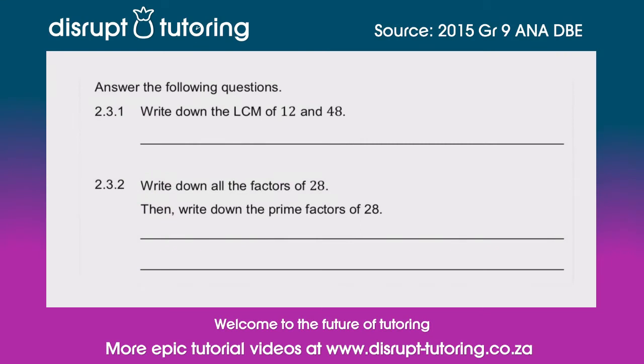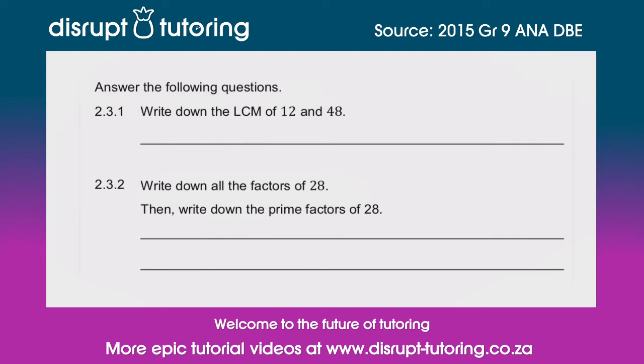Today we've got a lowest common multiple question, as well as trying to identify some of the factors of a number, and then trying to identify which of those factors are prime numbers. So starting off with question 2.3.1, they've asked us to write down the lowest common multiple of 12 and 48.